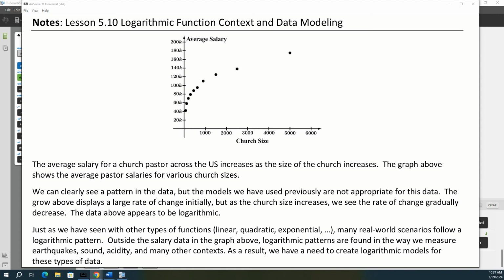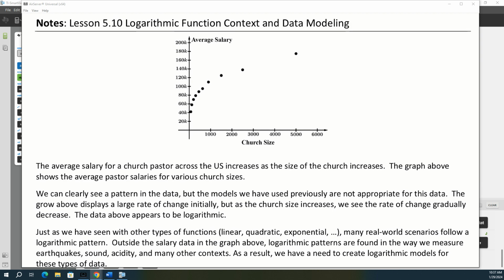All right, so today we are going to write logarithmic models that will model data. This first example gives the salary of a pastor based on the size of the church. What shape of a graph do you think this looks like? If you've connected it all, what shape is that? It's logarithmic. Exponential looks like this, or possibly this. This is the shape of a logarithmic graph. In a few minutes, we're going to find the equation for this pastor's salary, depending on the church size.